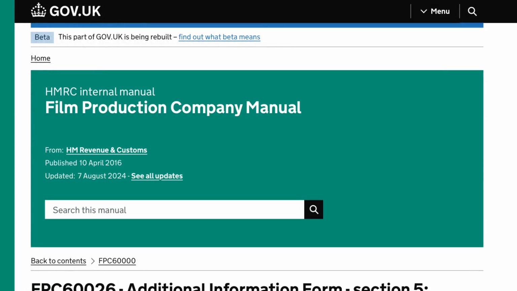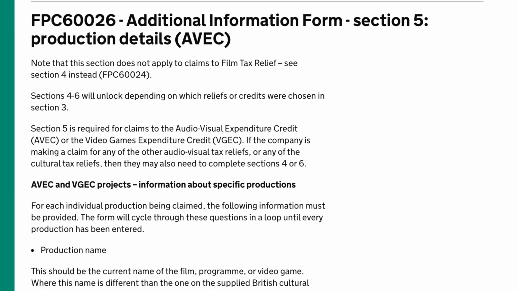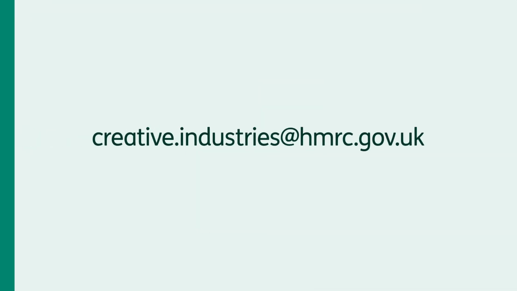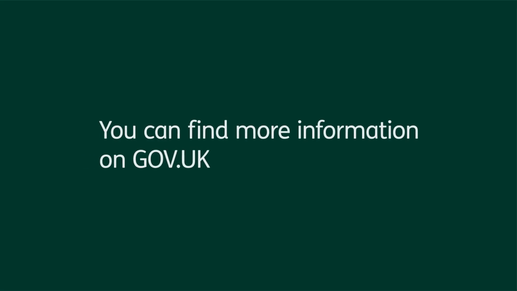You can get templates to help you by downloading them from the additional information form on gov.uk or emailing HMRC at creative.industries@hmrc.gov.uk. You can find more information about Creative Industries Expenditure Credits on gov.uk and in our other videos on YouTube.